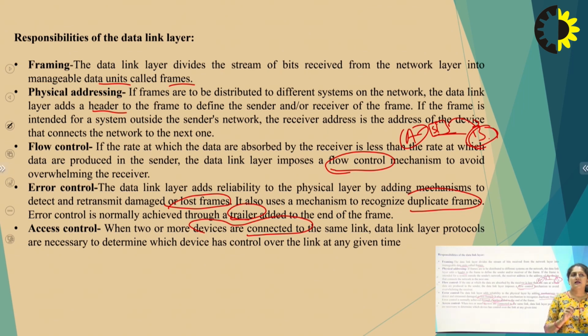Then comes access control. When two or more devices are connected to the same link, data link protocols are necessary to determine which device has control over the link at a given time. So this is also an important responsibility of the data link layer.